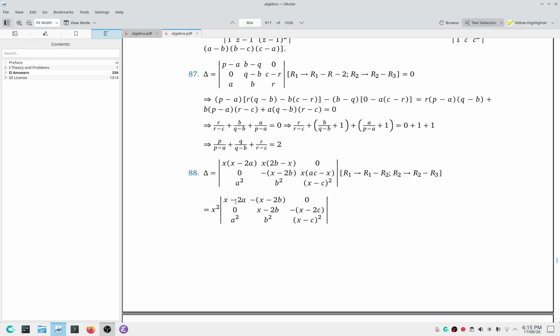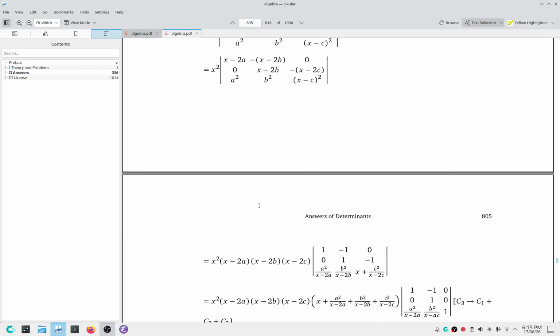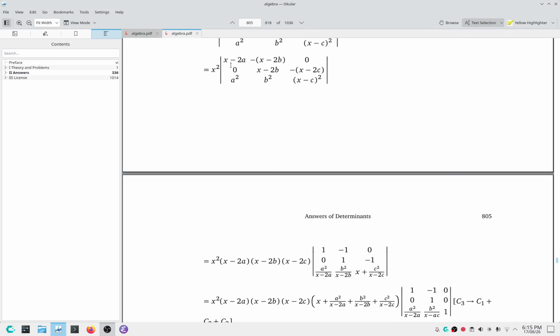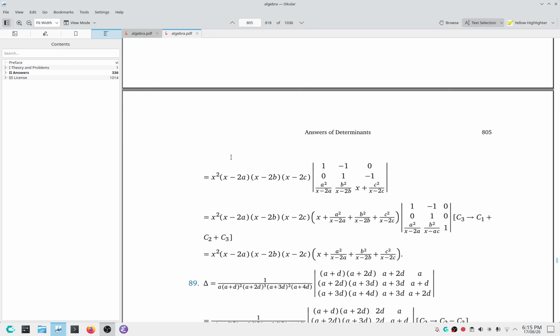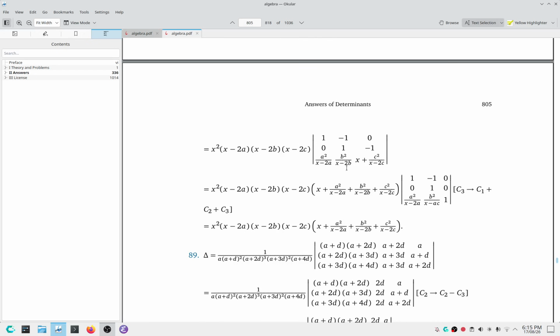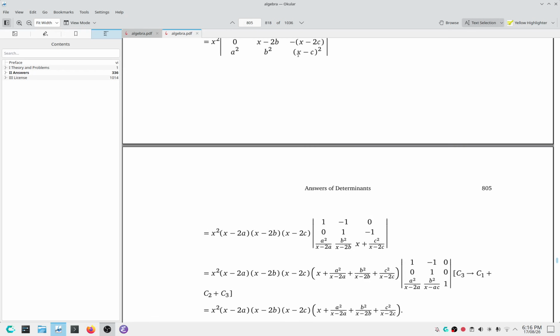So we will have x minus 2a, minus x minus 2b, 0, 0, x minus 2b, minus x minus 2c. This should be 2c, not ac. A square, b square, and x minus c whole square. Once we have that, we take out x minus 2a, x minus 2b, and x minus 2c common. So once we do that, this will be fine, but this is where we need to divide. So we divide here, okay? All right, once we divide it, there should be x square. Okay, this is good.